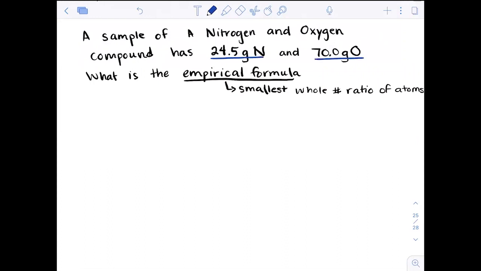so we could calculate the moles. Remember, the moles are what bridges between our atoms and our mass. And so when we look at that smallest whole number ratio of atoms in the empirical formula, what we're really asking for is the smallest whole number ratio of moles. And so we can calculate the moles, and then find that smallest whole number ratio.